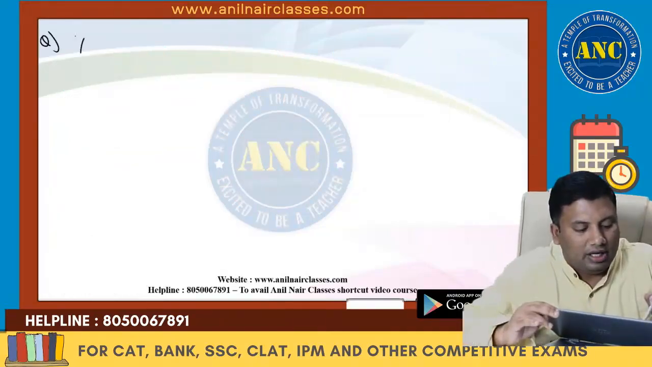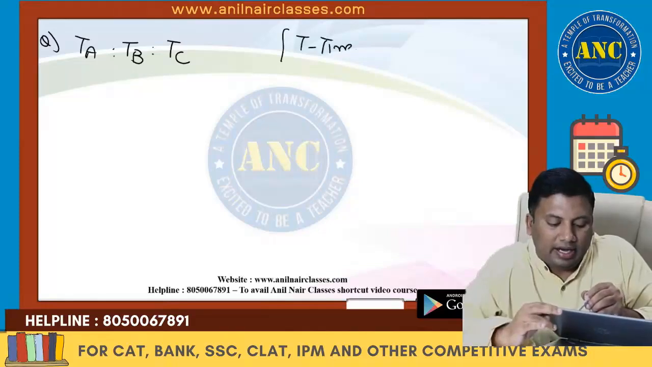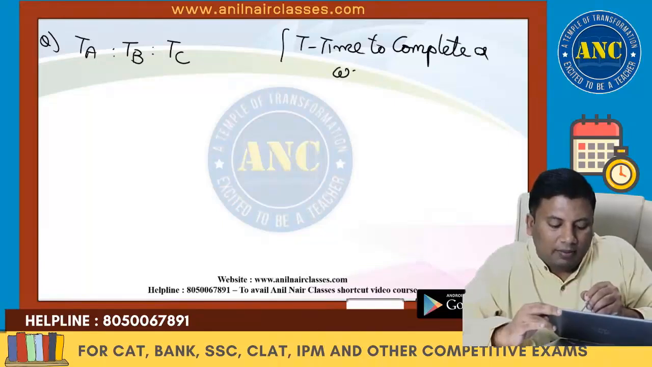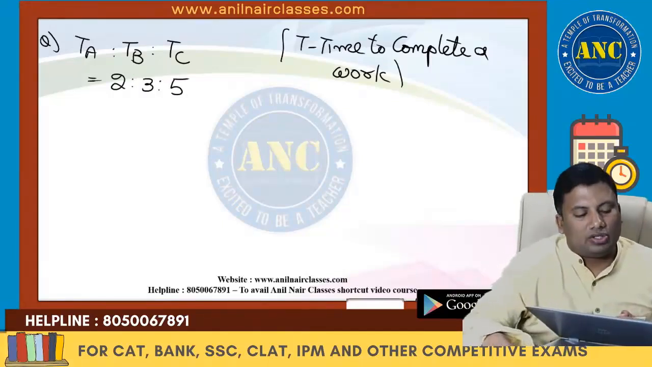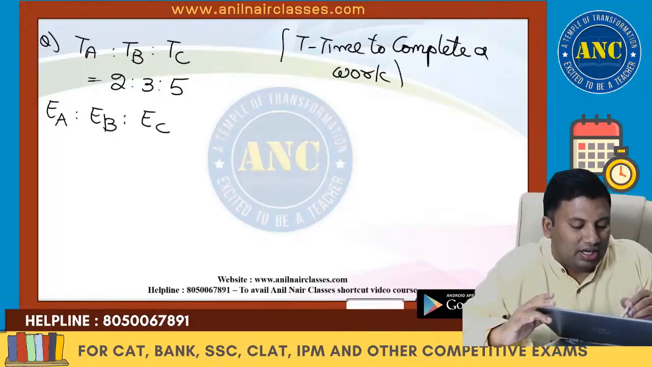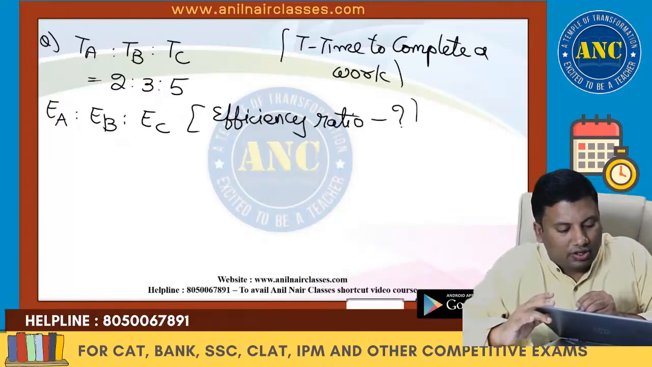Or TA is to TB is to TC. T stands for the time taken to complete a work. This ratio is given as 2 is to 3 is to 5. What is the ratio of their efficiency? Time ratio is given. Efficiency ratio we need to determine.